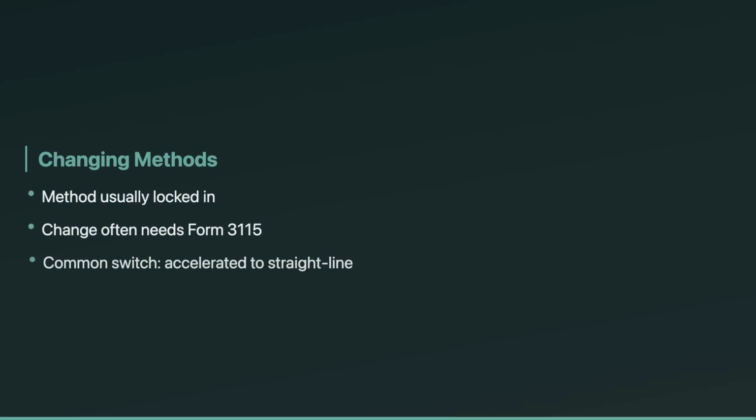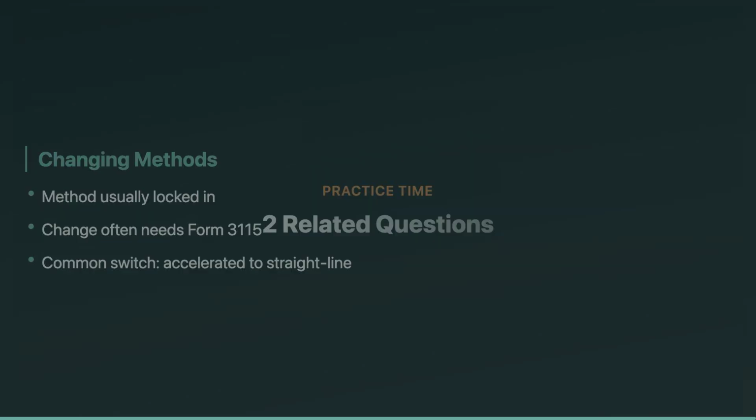Finally, method consistency. Once you choose a depreciation method for an asset, you generally stick with it for that asset's life. If you want to change methods, you usually need IRS permission by filing Form 3115, a change in accounting method. One common allowed move is switching from an accelerated method to straight line. On the EA exam, watch for questions that sneak in "they just changed it this year" fact pattern. Think Form 3115.